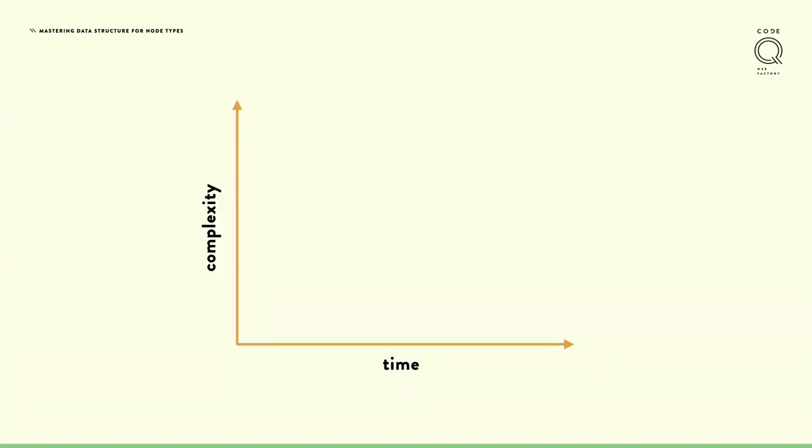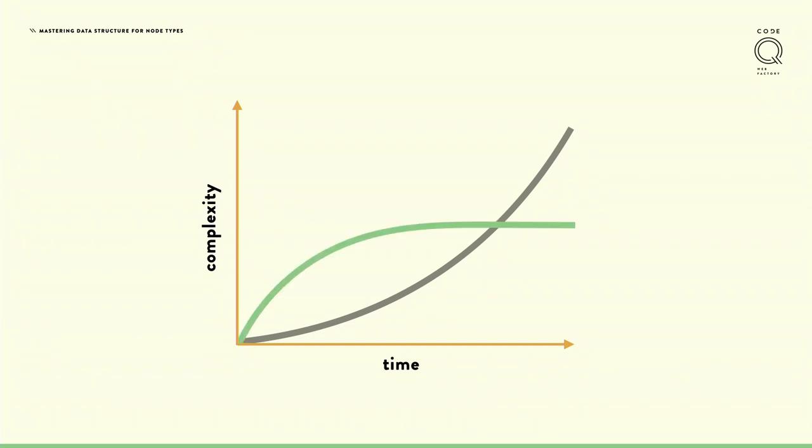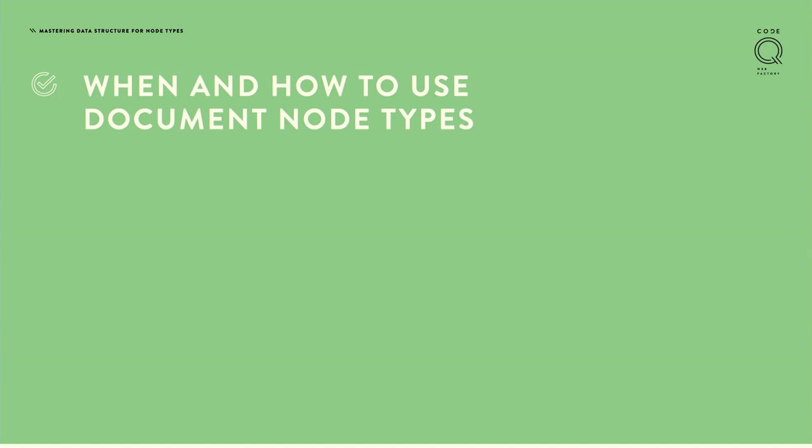So a typical project starts like this, and then over time the complexity gets crazy. You have node types and they grow and grow, and then there are unintended side effects because this node type only works in this node type with these conditions, and it gets harder and harder to refactor and to reason about. The goal should be that the 20th node type is as easy to make as the 10th or 12th node type. So to achieve this, we'll talk about how and when to use document node types.